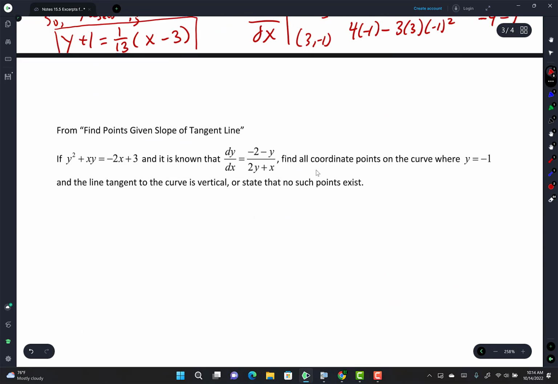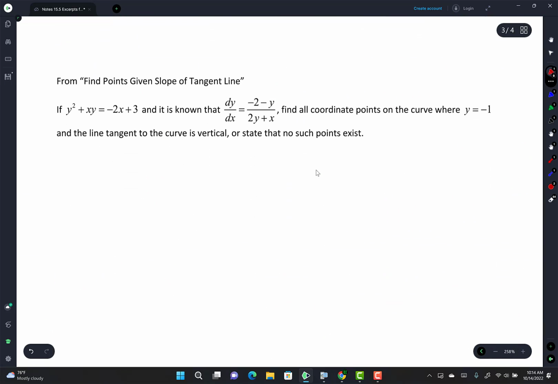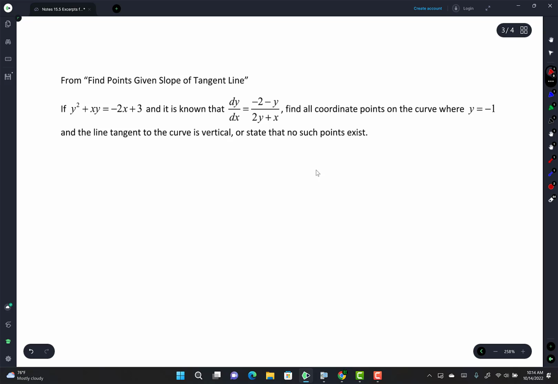All right. Let's do this one. Find the points given slope of a tangent line. If y squared plus xy equals -2x plus 3, and it is known that dy/dx equals -2 minus y over 2y plus x, find all coordinate points on the curve where y equals -1 and the line tangent to the curve is vertical, or state no such point exists. Read it again in case you didn't understand what it said.